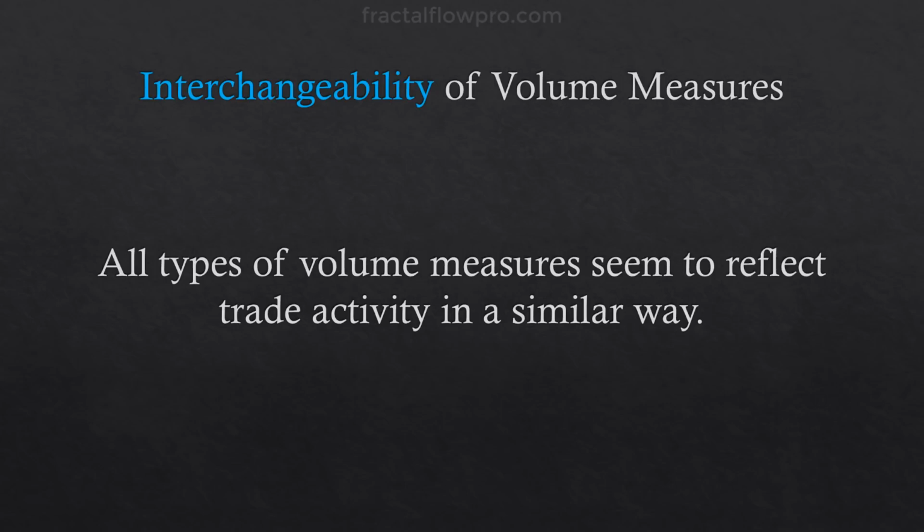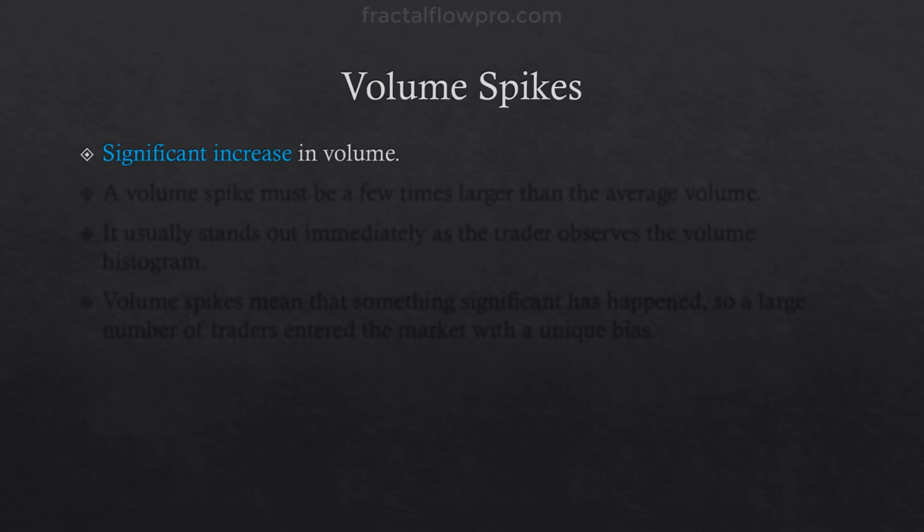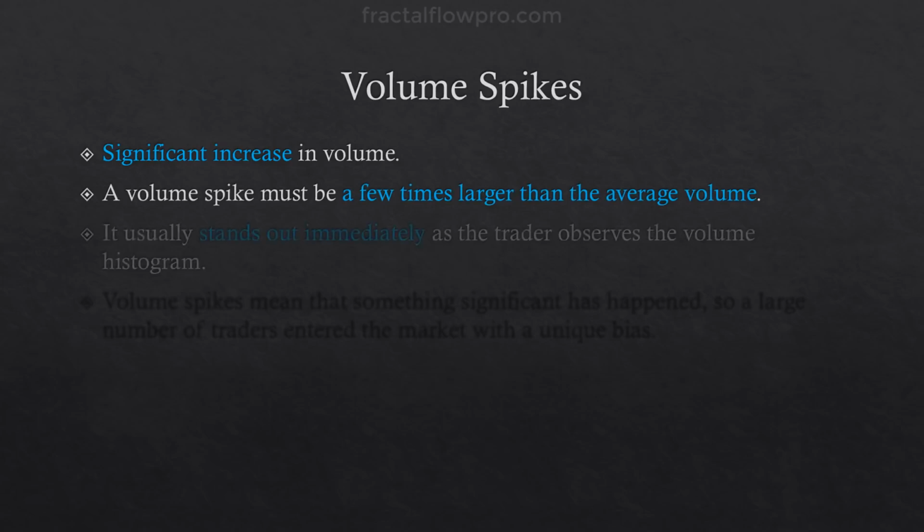Given the definition of volume and the fact that slightly different measures of volume reflect market activity in a similar way, let's begin talking about the simplest patterns we can find in volume. We begin by talking about volume spikes and volume drops, since they are the two fundamental volume patterns. A volume spike is a significant increase in volume. To be classified as a volume spike, the volume in a particular period must be a few times larger than the average volume. It's usually something that stands out immediately when we look at the volume histogram.